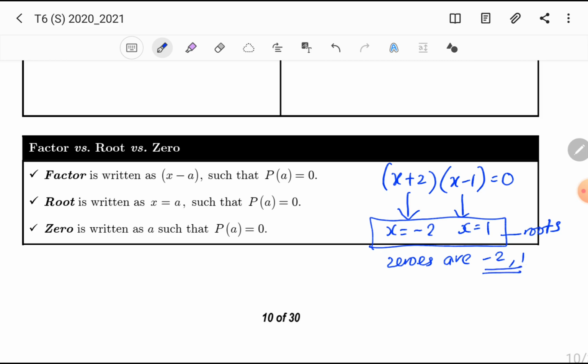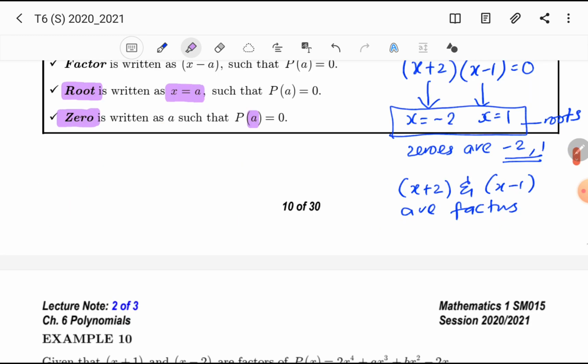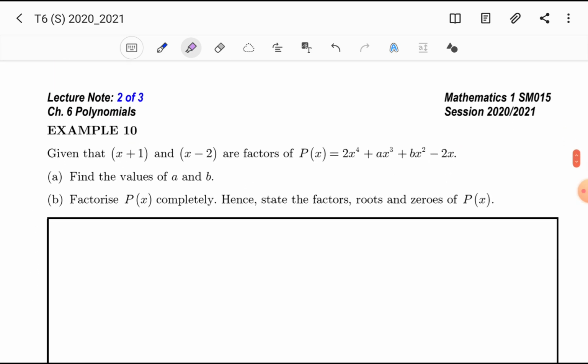Okay. Next, the factor of polynomial. Okay, kita ambil x plus 2 and x minus 1 are the factors of the polynomial. Okay, so awak kena get used dengan dia punya term. Root, x equals something. Zeros, the number only. Nah? Okay, we go to example number 10.